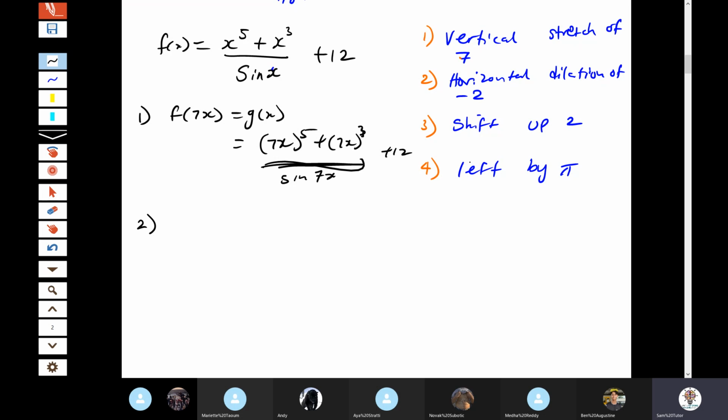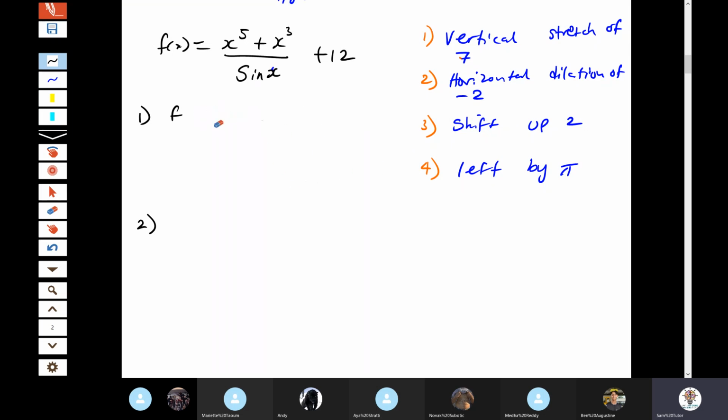No. Something's wrong. Vertical should have been 7. Come on, see how simple you can make a mistake there? Vertical should have been y values multiplying by 7. That's wrong. How quick is it that you can make a mistake?